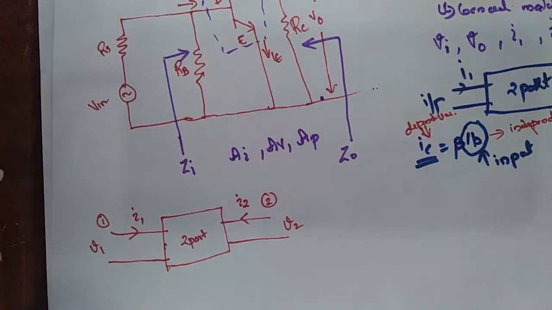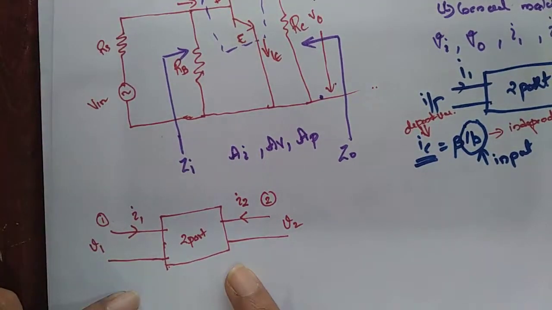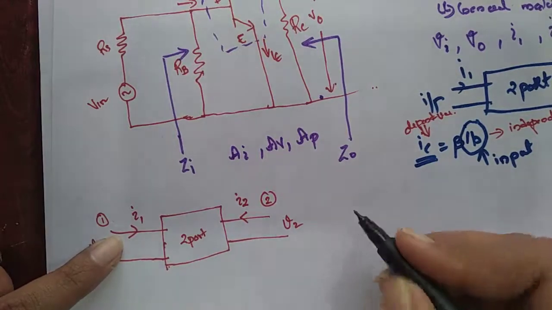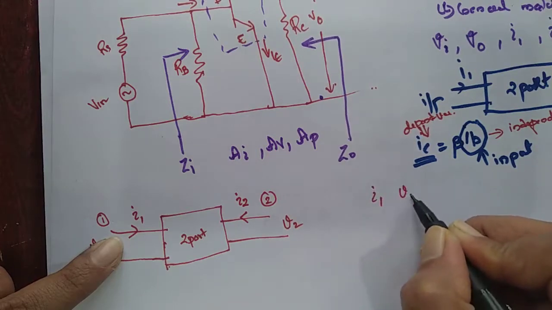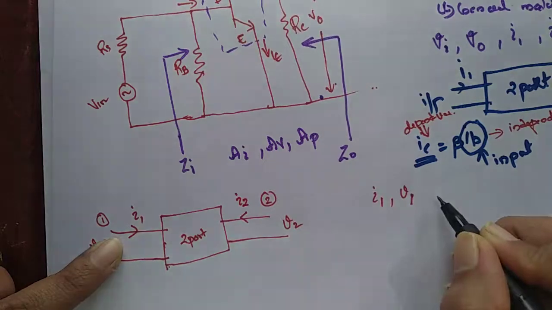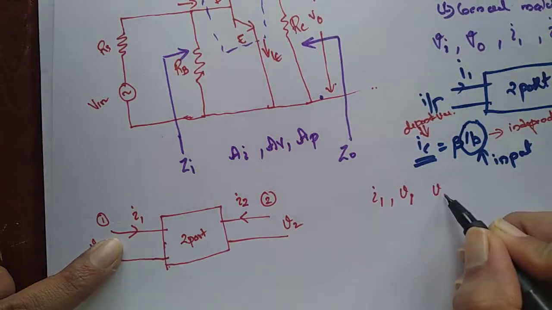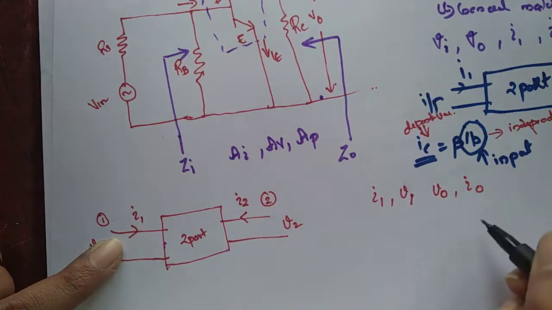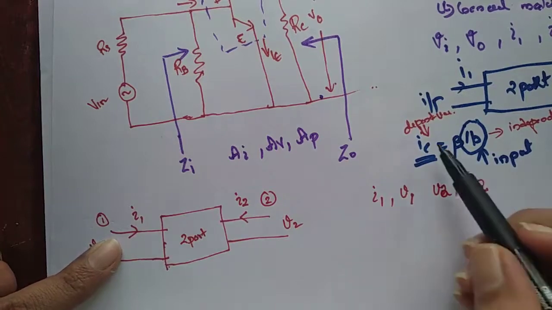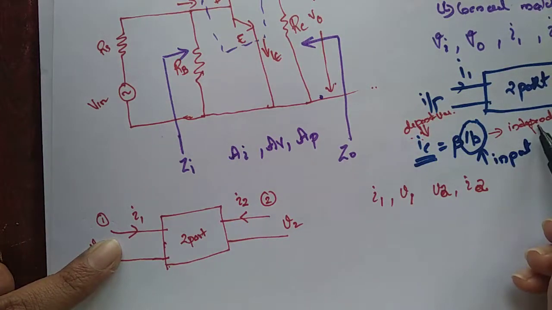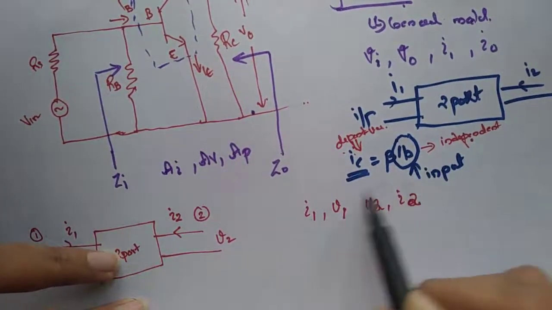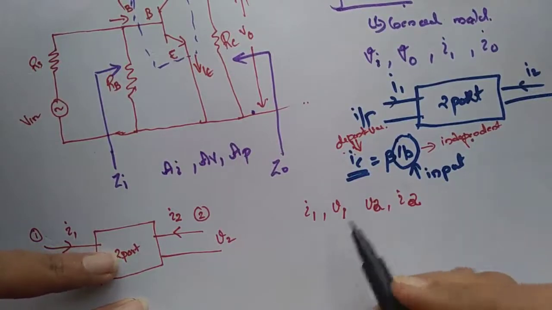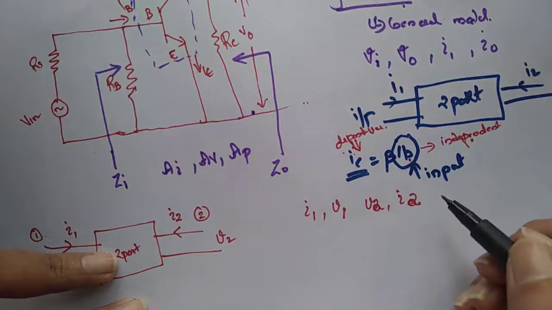So this is the equation, and this is the diagram, and here we have four variables. What are the four variables? The input current, the input voltage, as well as the output voltage V0 and output current I0. Here I am representing them using V2 and I2. So we have four parameters, and we are classifying them into dependent and independent parameters. We know that this is the independent parameter, IB or I1.